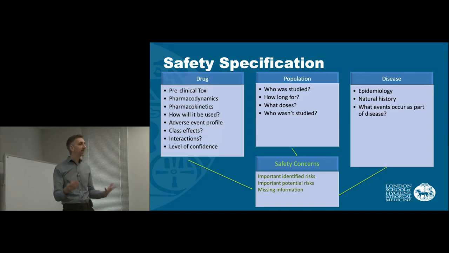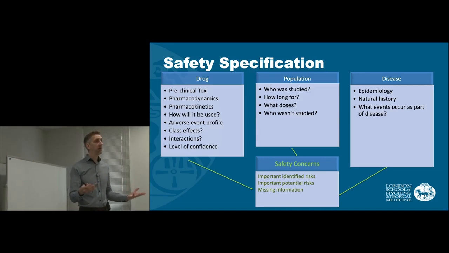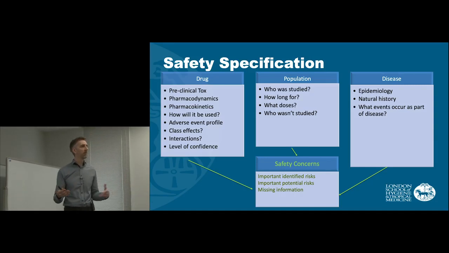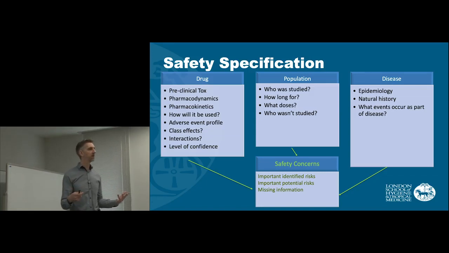We have important potential risks. These may be theoretical adverse reactions that we haven't observed yet, but that we think we should be looking for because we know, based on maybe the pharmacokinetics and the preclinical toxicology, to expect that there could be a problem. So we call these potential risks. And then finally, we have missing information.